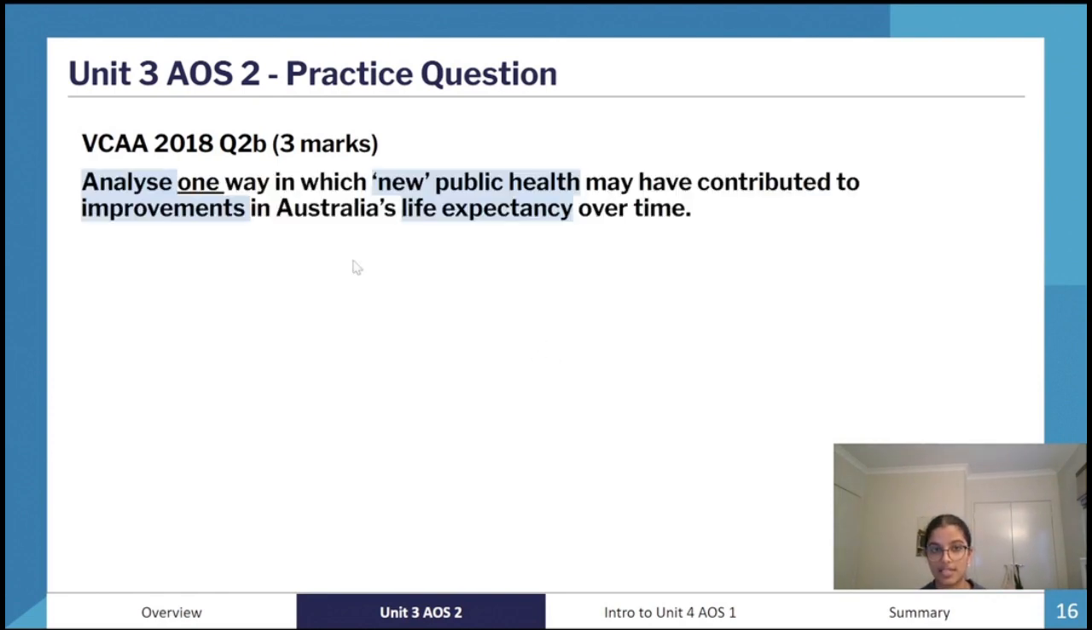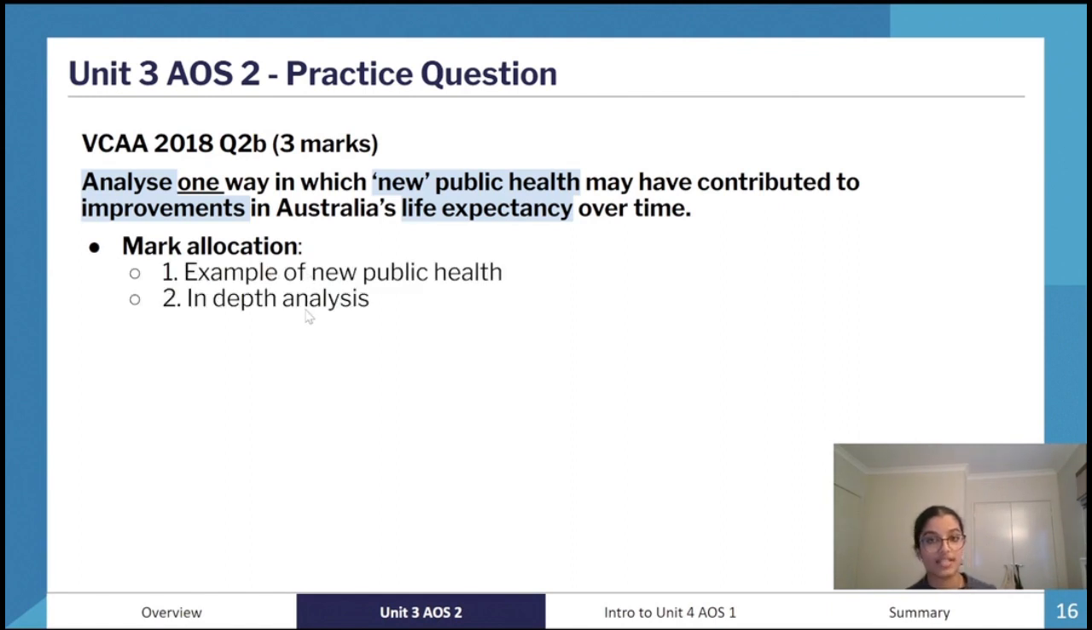So we have another practice question from VCAA 2018. It's a 3-mark question, one of the first exams for this study design. It says: analyse one way in which new public health may have contributed to improvements in Australia's life expectancy over time. When you're analysing, you're providing a bit more detail than when you explain. The mark allocation is: one, an example of new public health, which you have to have; two, an in-depth analysis; and three, a link to life expectancy improvement.